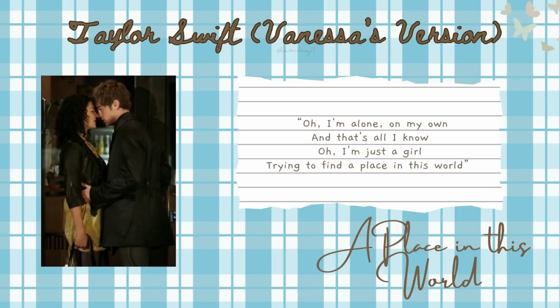And then lastly, kind of in that same vein, to be fair, is A Place in This World. And the lyric I went with was, "I'm alone on my own and that's all I know. I'm just a girl trying to find a place in this world." And I think, again, that just correlates to Vanessa trying to find her footing and her place in the Upper East Side, because obviously when she had left and she had been with Dan before, he didn't really have any interest in that world. There was none of that.